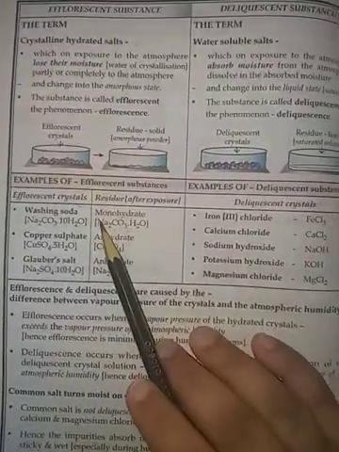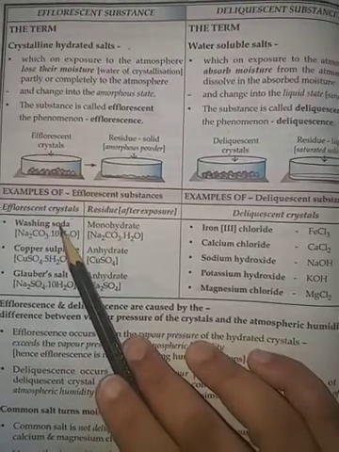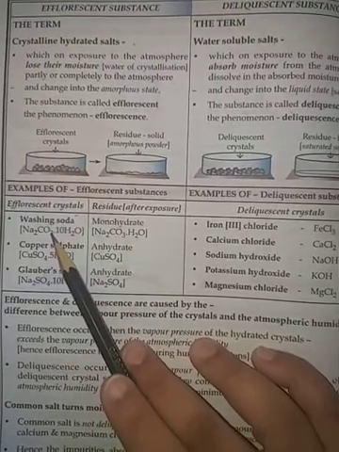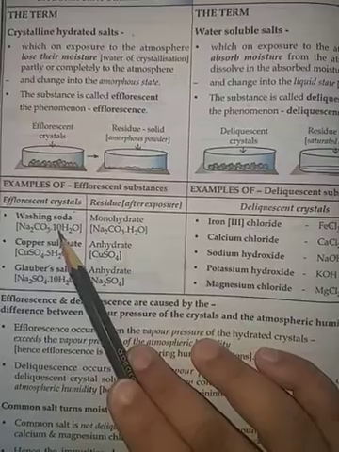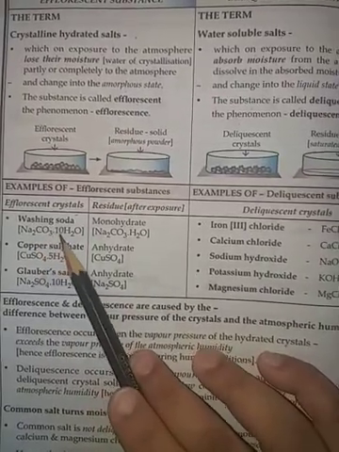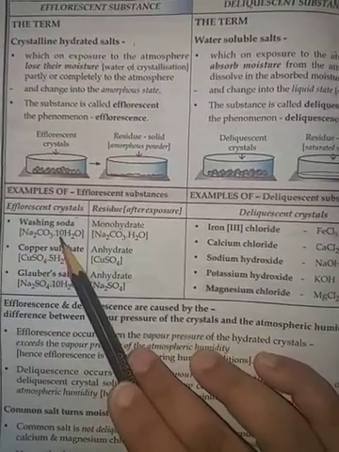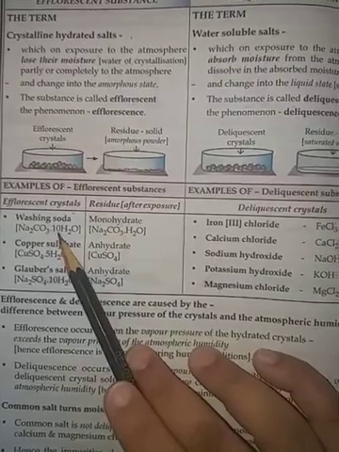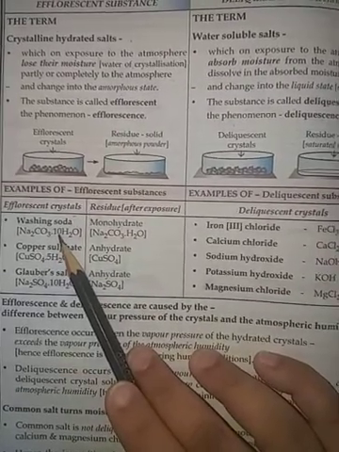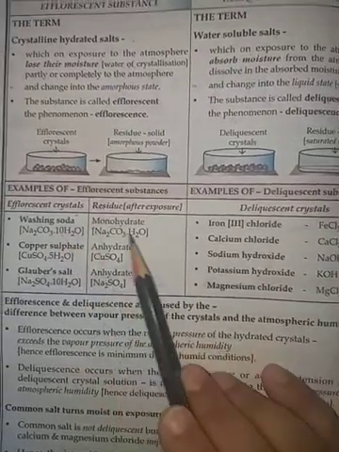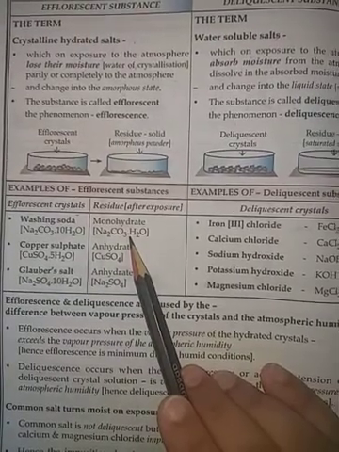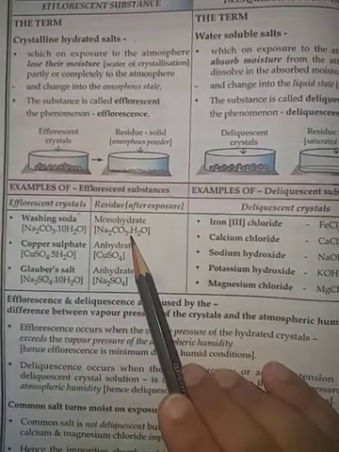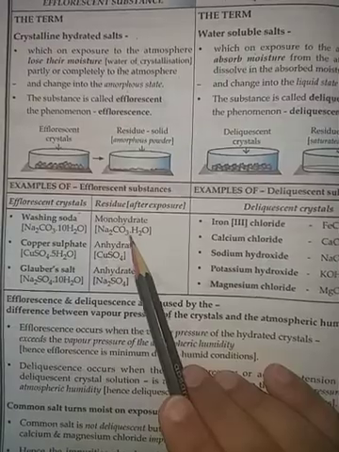Now see, examples are there. Washing soda. When washing soda is kept open in the atmosphere, see, it's Na2CO3.10H2O, and it loses its 9 water molecules. And upon losing 9 water molecules, it changes to sodium carbonate monohydrate, Na2CO3.H2O.